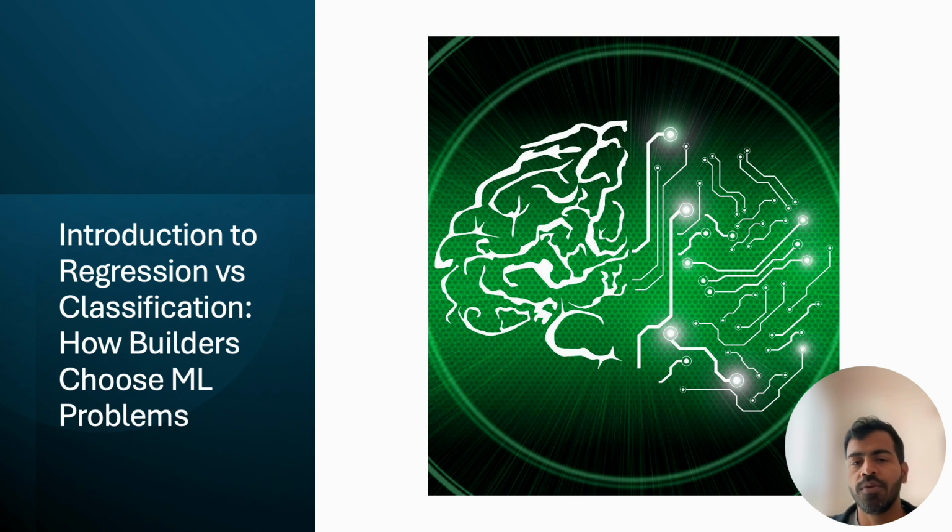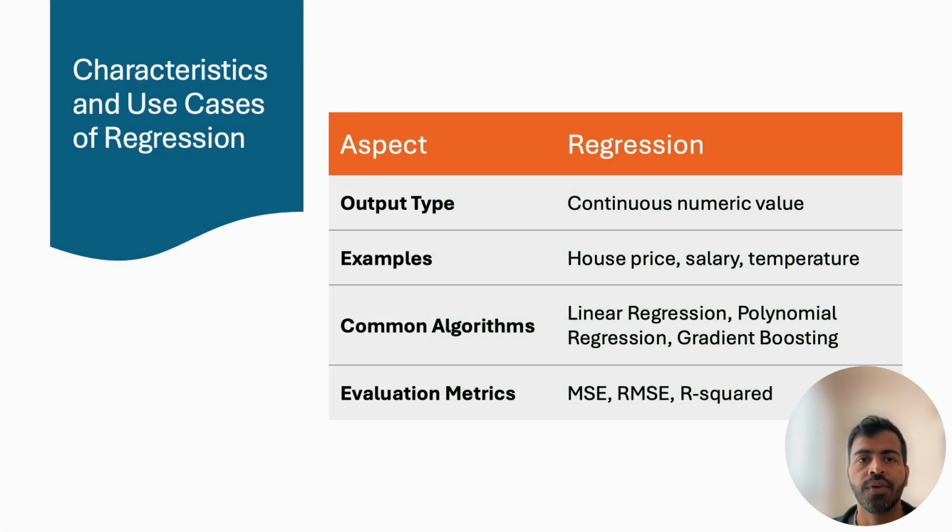So machine learning problems are defined by the type of output we want. The output decides the type of machine learning problem. Let's move on and understand it. So regression is used when the output is a number. The value can be any number within a range. For example, salary prediction, house price, temperature forecast. If the answer is a number, it's a regression.